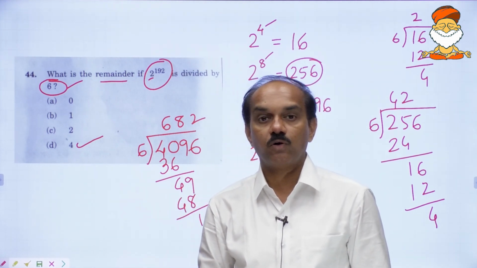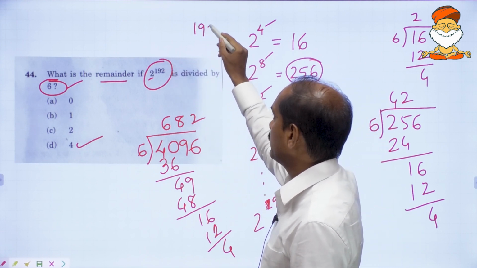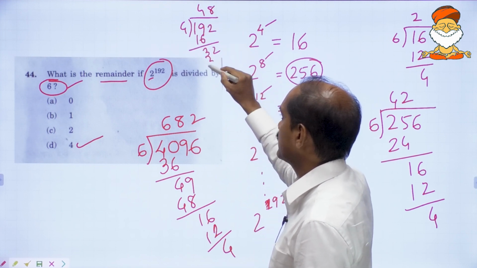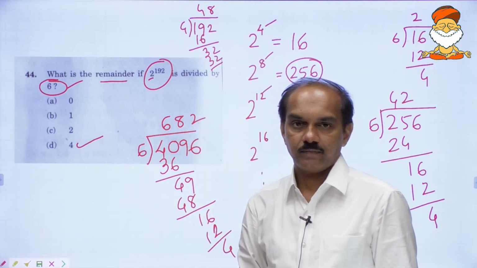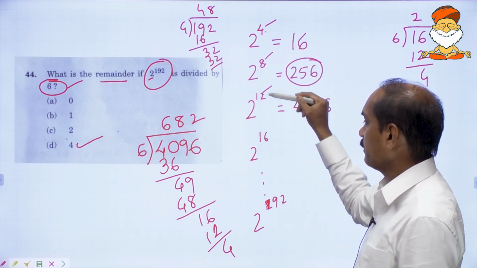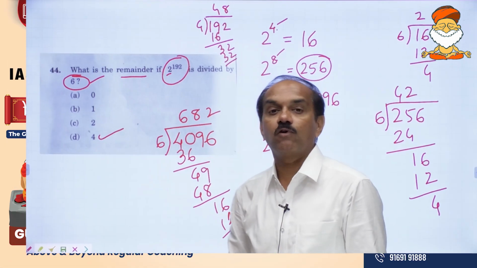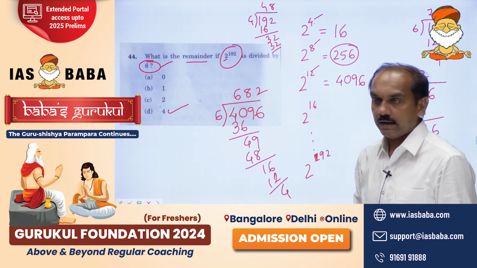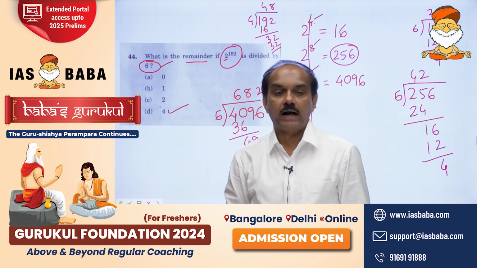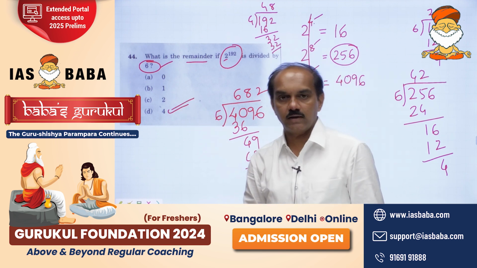So multiples of 4 in the power. And 192 is a multiple of 4. 4 4s are 16. 4 8s are 32. Yes. 4 48s are 192. See here, 4 1s are 4, 4 2s are 8, 4 3s are 12, 4 4s are 16. Like this it goes, and it will go till 4 48s are 192. And in all these cases, when you divide it by 6, you are getting the remainder 4, and that is the final answer.